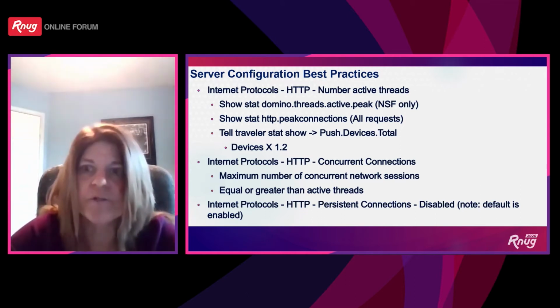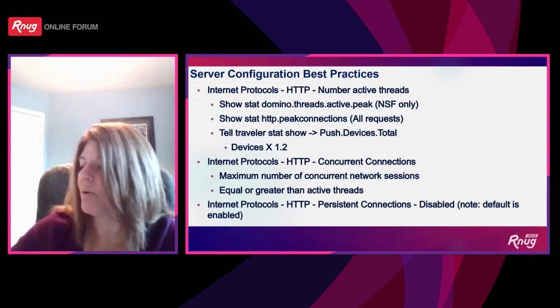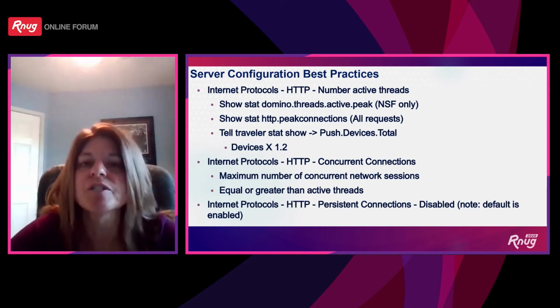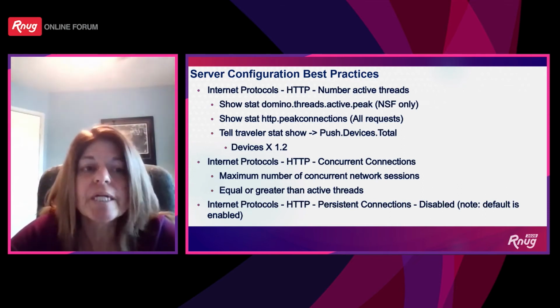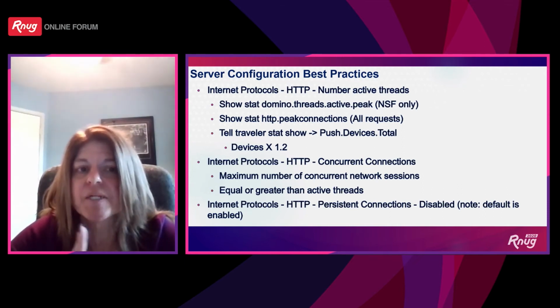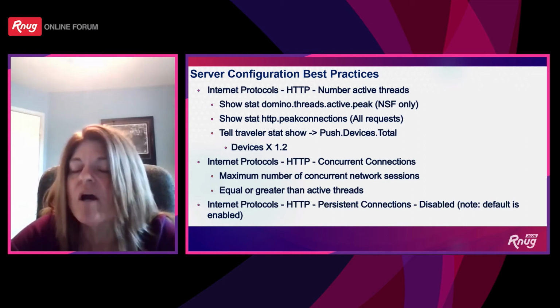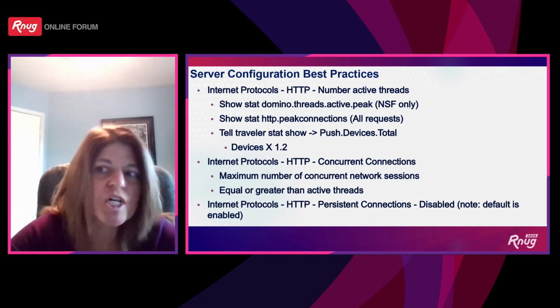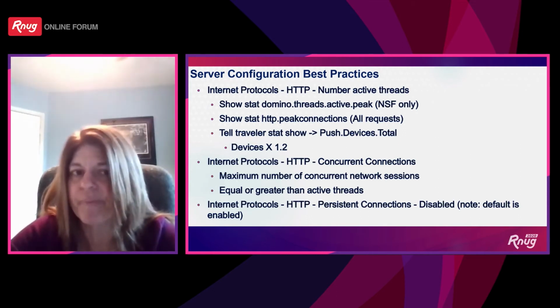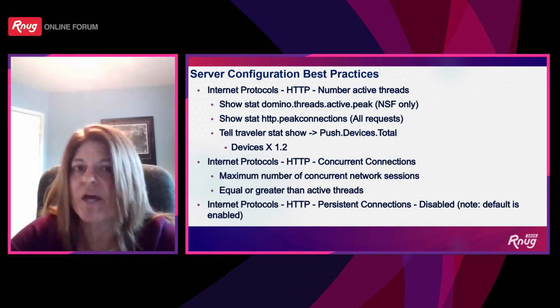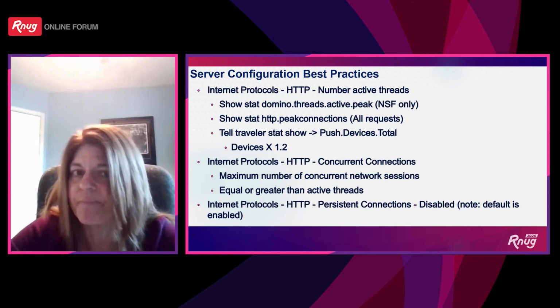So fortunately, there's information in the statistics table that we can leverage to figure out what exactly this number needs to be. By looking at the stats that I have listed here, for a Domino server that's just serving up to internet browsers, you want to use the first two and kind of average them together and set your number of active threads.